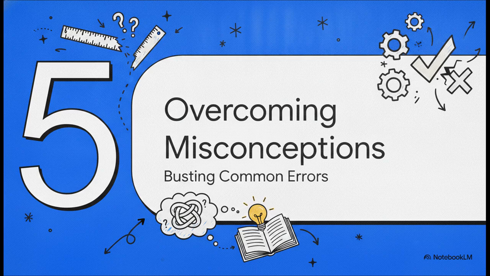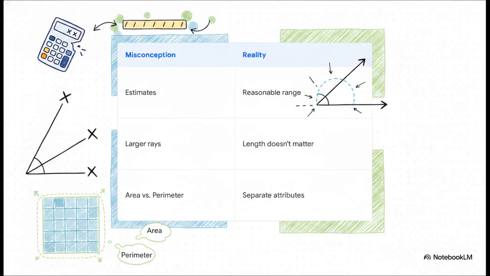Section 5. Overcoming student misconceptions. To wrap things up, let's rapid-fire myth-bust a few common classroom errors. First, like we mentioned earlier, changing estimates to get the correct answer completely ruins the process. Always provide a reasonable range instead of a winning exact number. Next up, visual tricks easily fool students. They very often think longer rays mean a larger angle. We have to explicitly teach that ray length does not affect the angle's measurement at all.